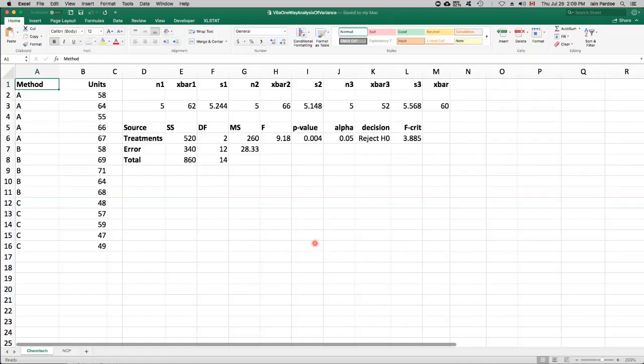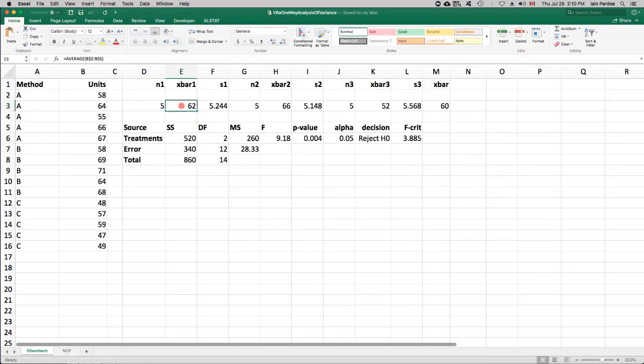In this example, I'll go through analysis of variance for the completely randomized design, also known as one-way analysis of variance. So with this example, we have employees trying to assemble a filtration system using three different methods, method A, B, and C. And the variable that we'll analyze is the mean number of units produced per week using each method. And we have 5 measurements for each method.